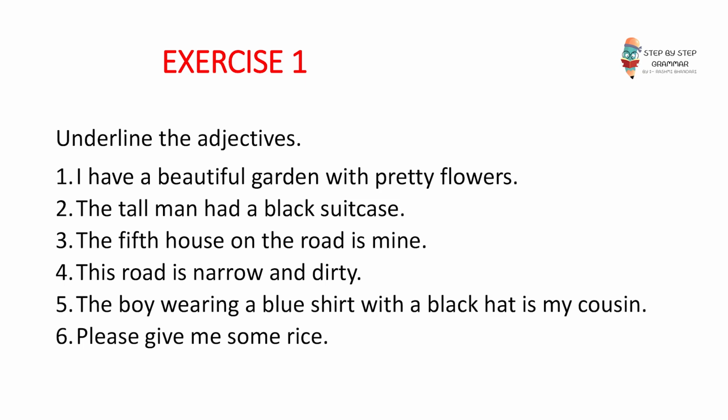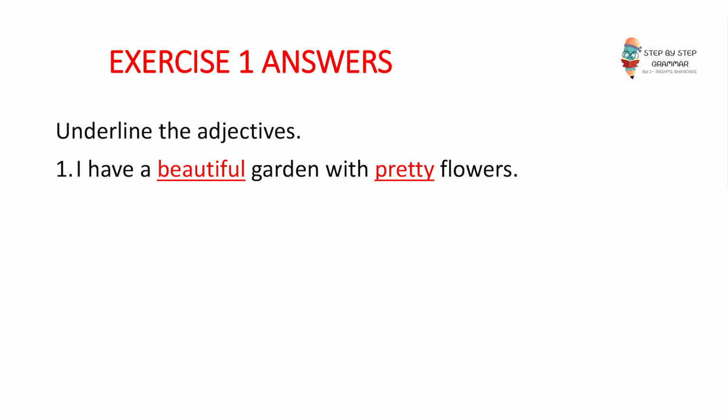Here are the answers. And you can see they are mostly all before the noun. Garden. How is the garden? Beautiful. Flowers. Pretty flowers. They are describing the flowers. The tall man had a black suitcase. How is the man? Tall. Which color is the suitcase? Black. Colors are all adjectives. Red, blue, black, all colors, they are adjectives.